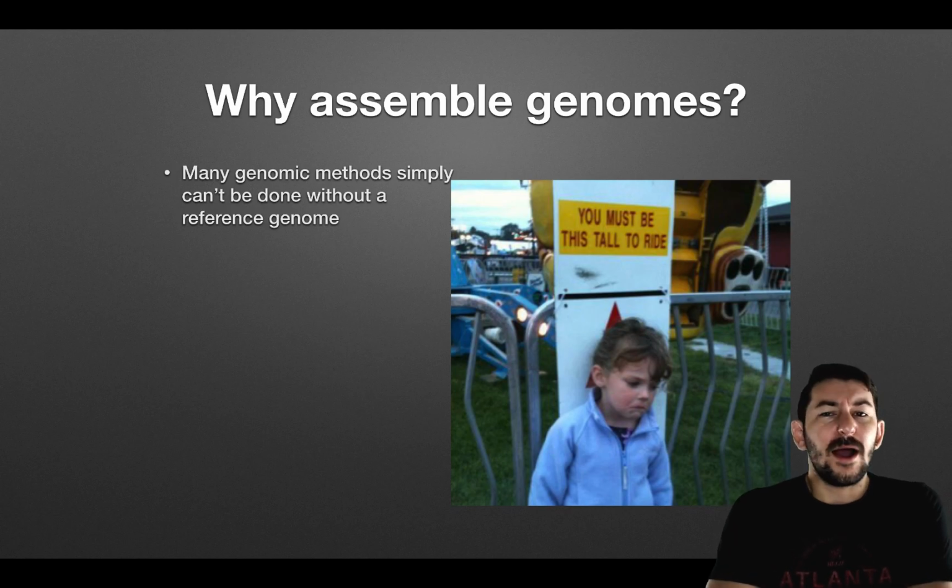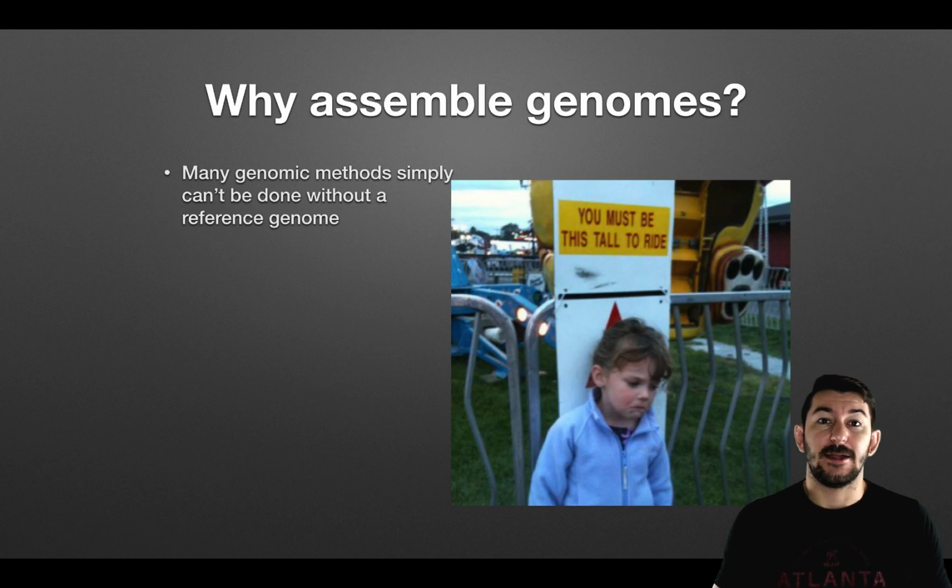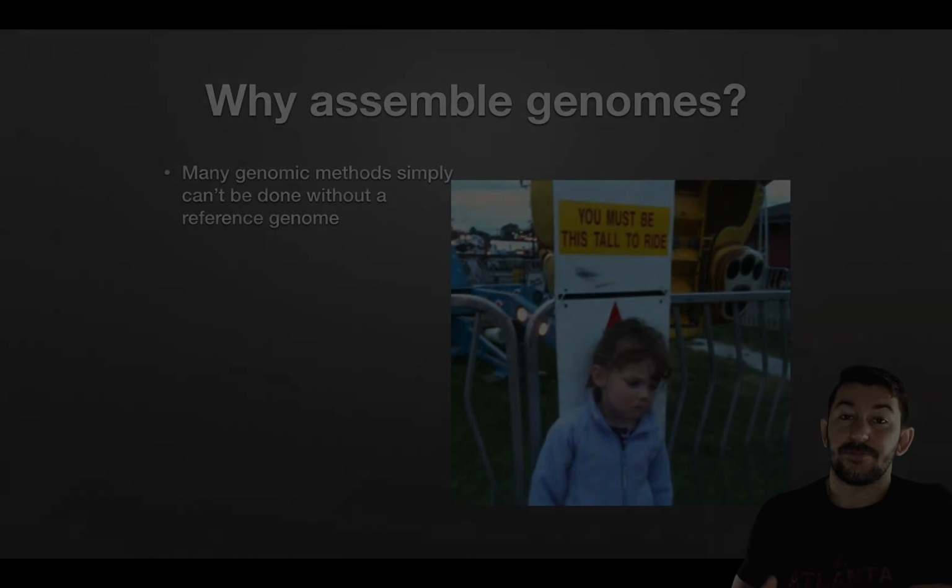So why is assembling a genome important? So there are so many genomic methods that you really can't even do unless you have some kind of reference, often a genomic reference or a transcriptomic reference. And it's just a barrier to entry that you need for whether it's looking at SNP/SNVs, whether it's looking at gene expression. There are so many things that you need to do.